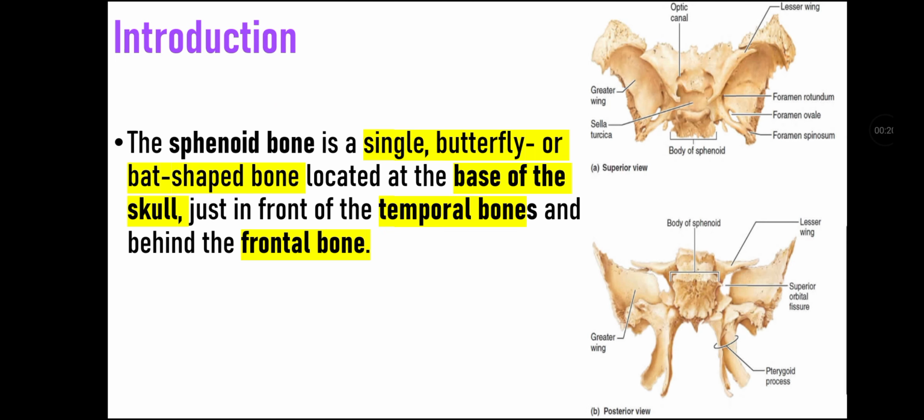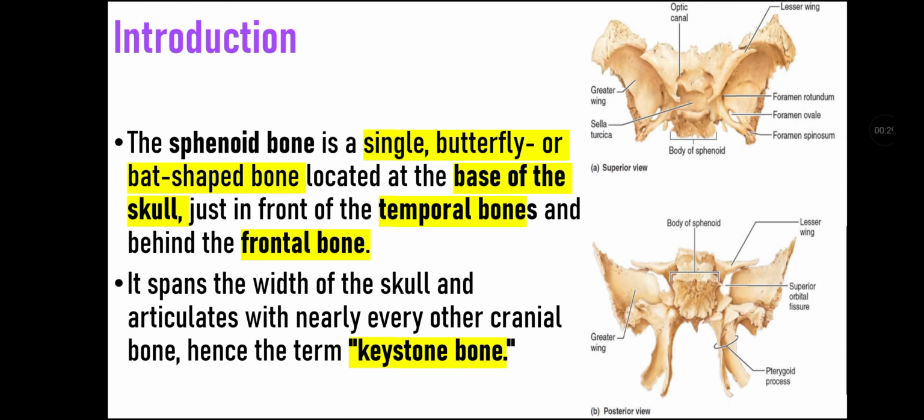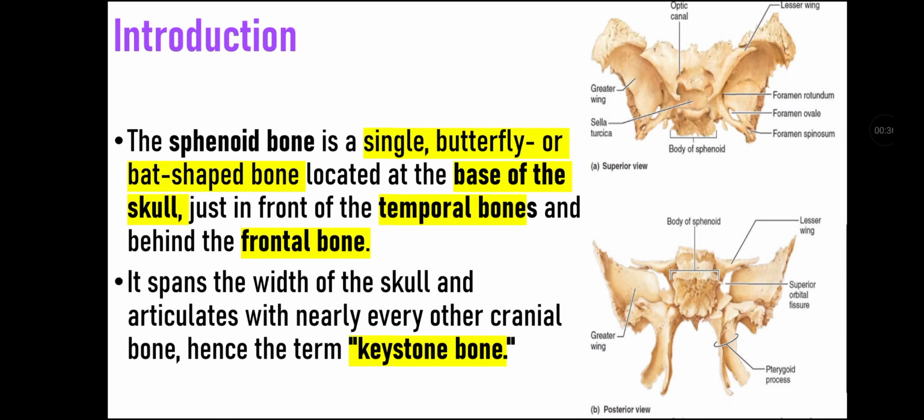Sphenoid bone is a single butterfly or bell-shaped bone. As you can see in diagram, it is located at the base of skull, just in front of temporal bone and behind the frontal bone. It spans the width of skull and articulates with nearly every other cranial bone. Hence, the term is keystone bone.